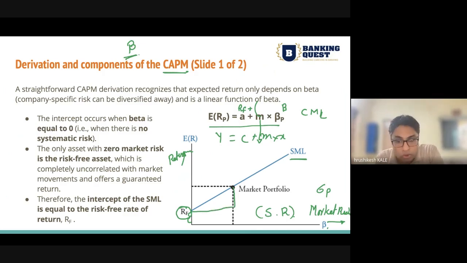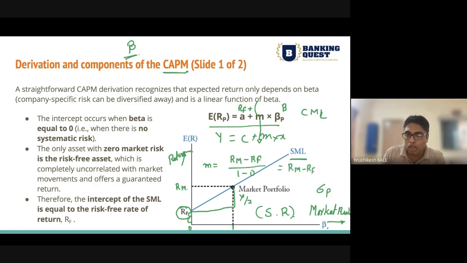How do you calculate slope? Y upon x is the slope. How much is y? Y is the return of market minus risk-free. So for m, in the numerator, I am writing return of market minus risk-free. What is x in the denominator? Beta. For the market portfolio, beta is always 1, and for the risk-free asset, beta is 0. So it will be 1 minus 0, which is effectively return of market minus risk-free.